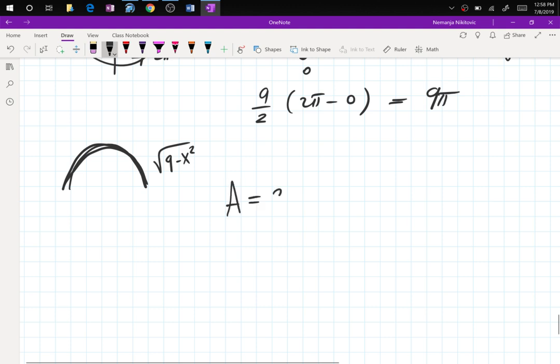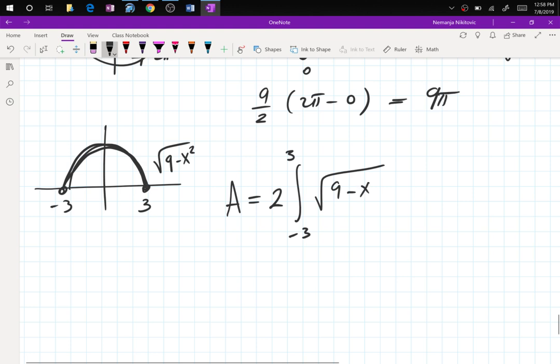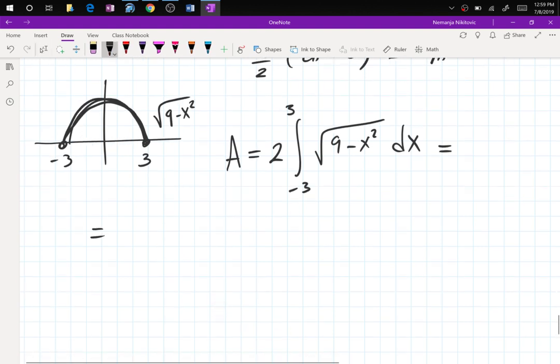So now your area is 2 times the integral of this. Well, I should have drawn the whole thing. This is 3 and it's negative 3. So from negative 3 to 3, square root of 9 minus x squared dx. So this is how you would find it, right? And now that equals, and then over here is trig sub, garbage, equals 9 pi at the end. You get the same answer, right? So it takes a long time to do this in xy coordinates. Polar coordinates, boom, one step, you're done.